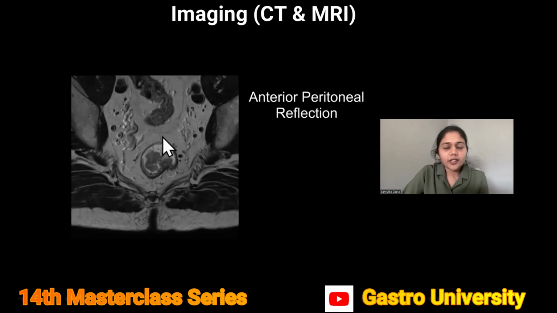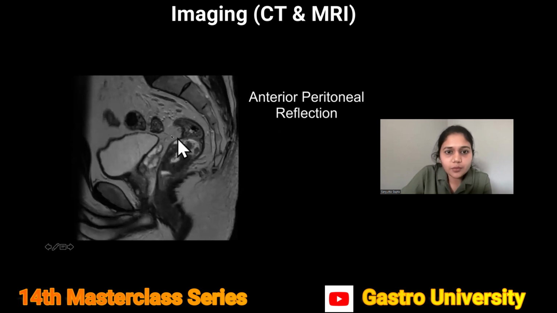Then another very important key structure is the anterior peritoneal reflection. This will be really helpful to define the treatment strategy. And how is it identified? Basically, it's a very thin hypointense line presenting as a seagull sign on the axial scans, and in the sagittal you can see a very thin hypointense line.